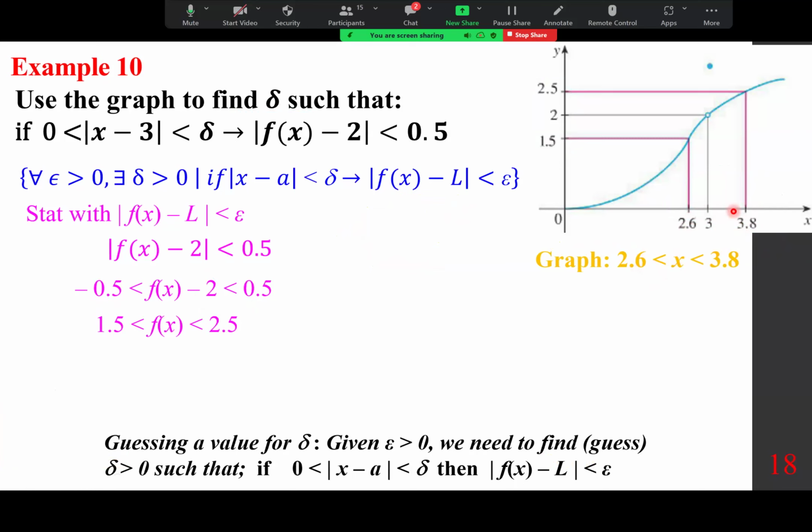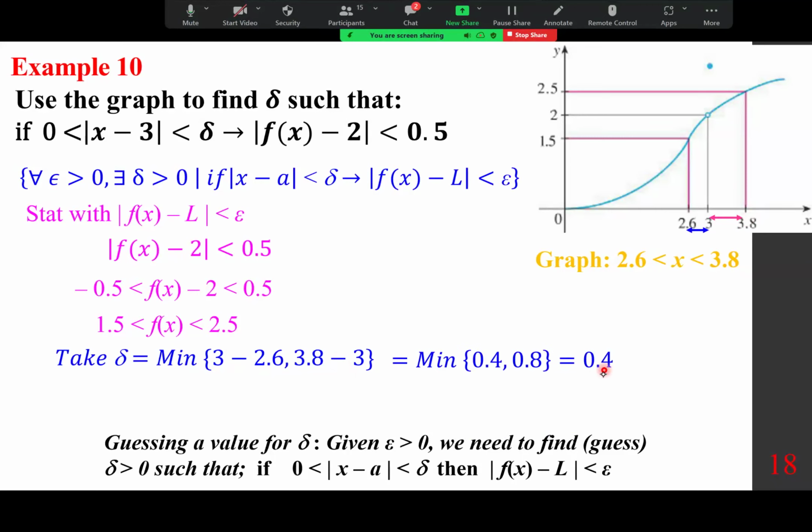To be on the safe side, you have to choose the smaller of the two. So take delta to be the minimum of these two values: this distance, 3 minus 2.6, and this distance, 3.8 minus 3. Now, this one is 0.4, this one is 0.8, and we choose the smaller of the two, 0.4. Any smaller number than 0.4 will do. x can't be equal to 3.